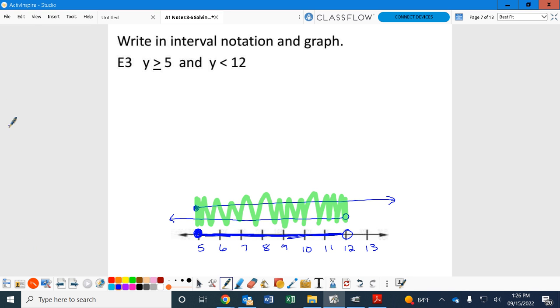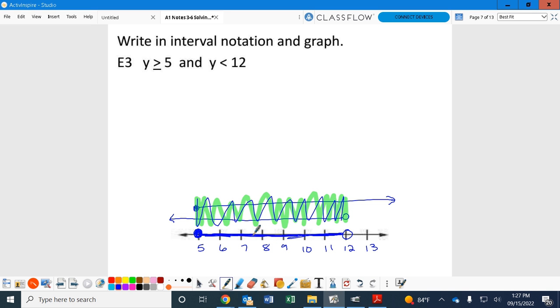No, you always graph both of them. What you're supposed to do is see where those two graphs overlap each other. I graphed the first one. It went from 5 all the way up. I graphed the second one. It goes from 12 all the way down. They overlap each other in this space. So that's the part I'm dropping down to the graph. It's what they have together.